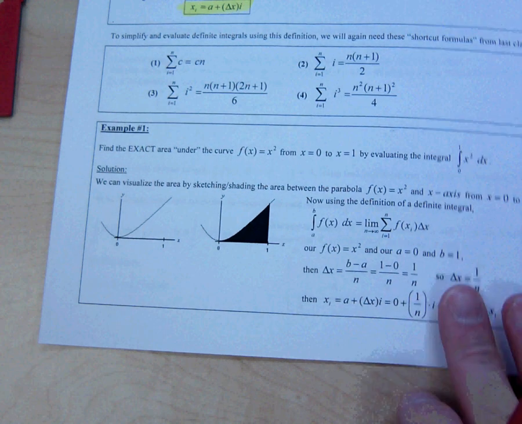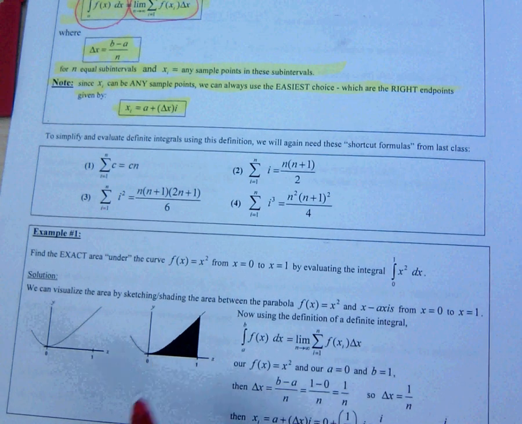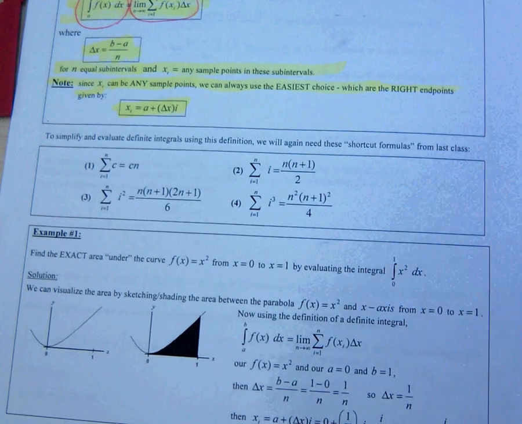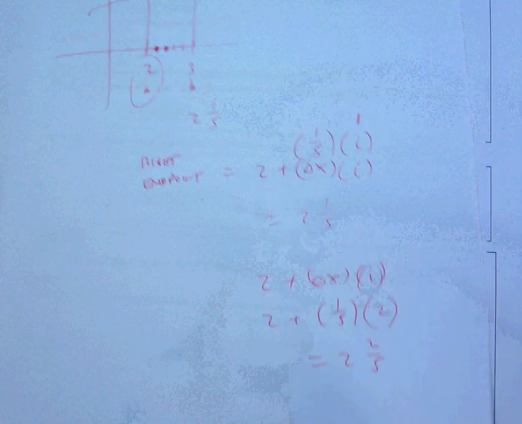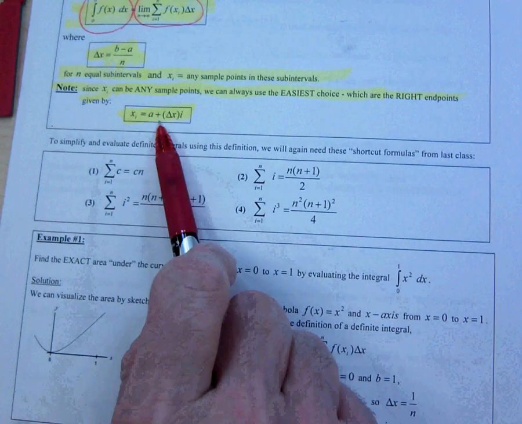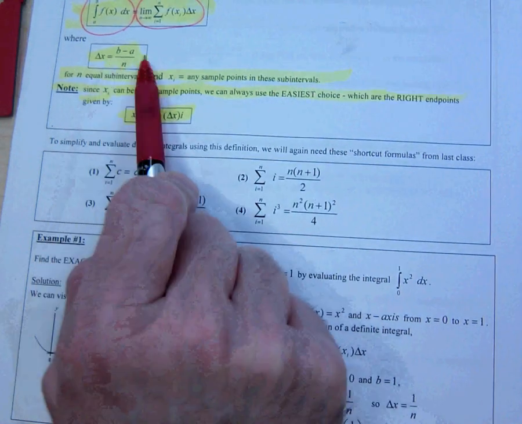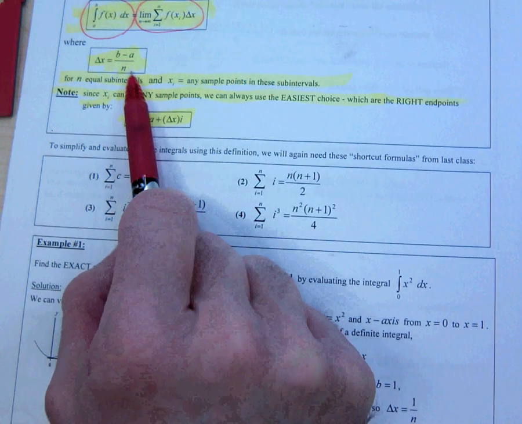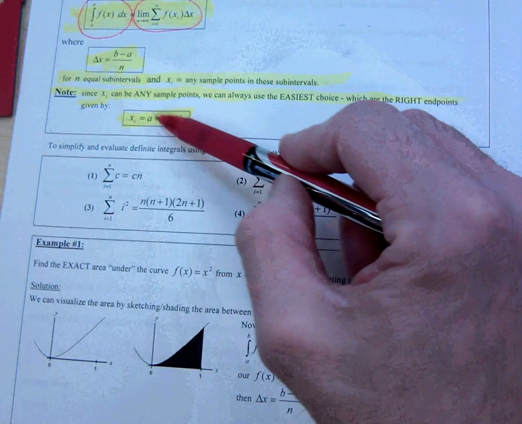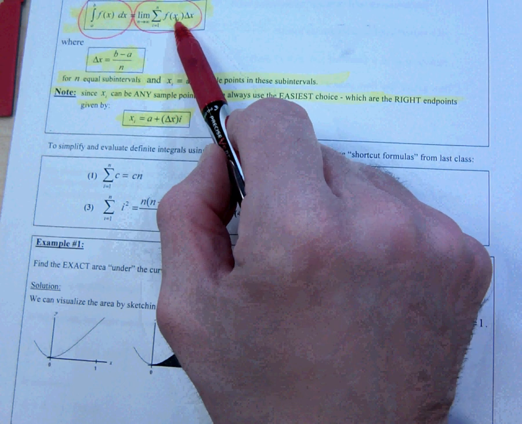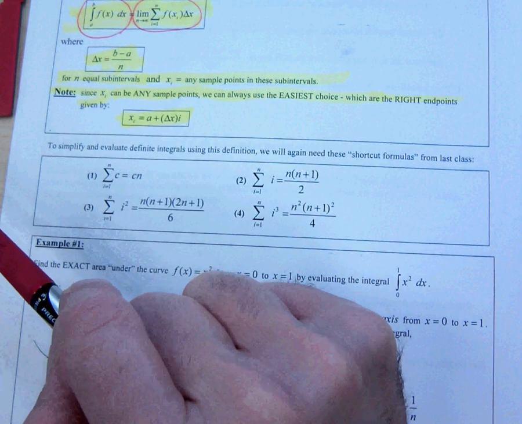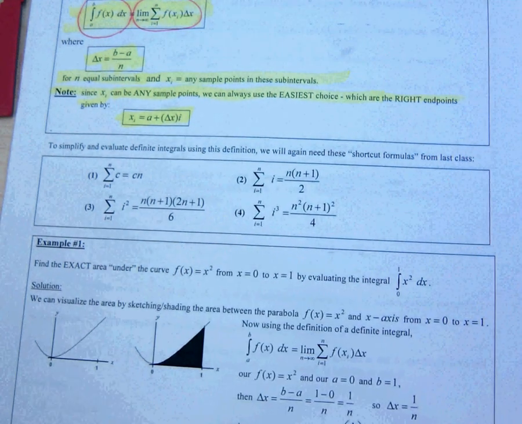But the bottom line is you don't have to do that each time. You don't have to find each of these right endpoints. You can just use this formula. Use this formula for delta x, which I showed you where it came from last time. So basically you find these two, put them into here, and then go from there. Okay? All right.